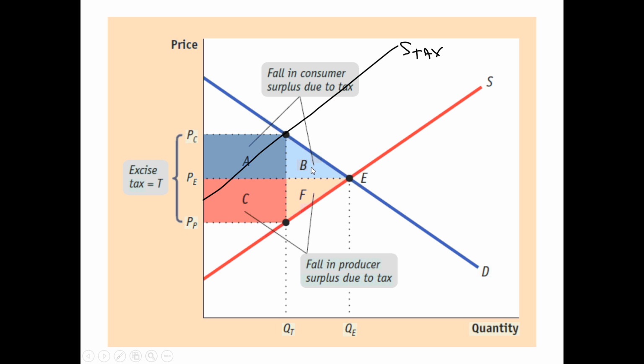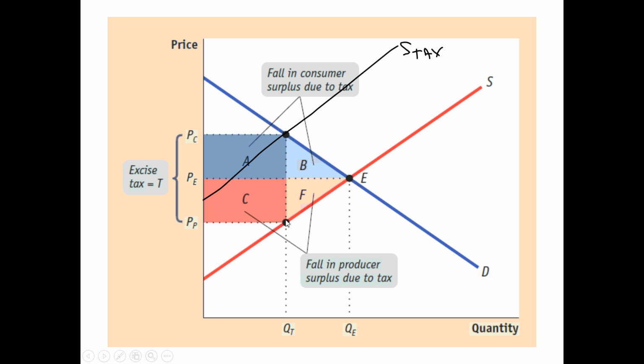B and F are decreases in total economic surplus that happened as a result of our quantity decreasing. So those are our deadweight loss, B and F. B is deadweight loss that used to be consumer surplus. F is deadweight loss that used to be producer surplus. Well, what about A and C? They label here fall in consumer surplus, fall in producer surplus. But A and C together represent the tax revenue that the government earned.